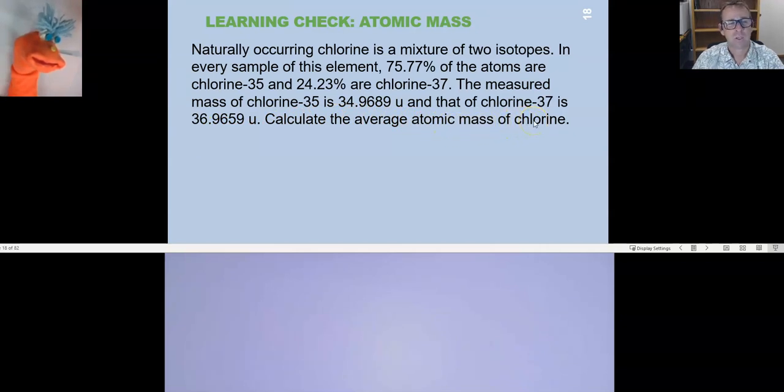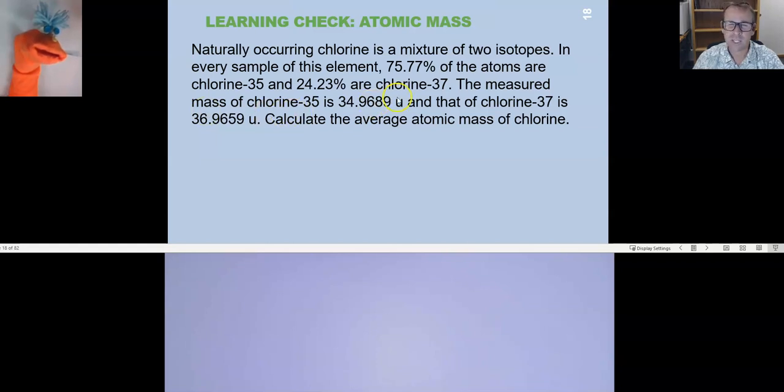Okay. What do you think? How would we solve this one? The average, just add the two together and divide by 2. All right, add what two together? 34.9689 and 36.9678, or 59. Very good. Well, I mean, that's not right, but that's how you take the average. You would add this value to this value and divide by 2, and that would give you the average.